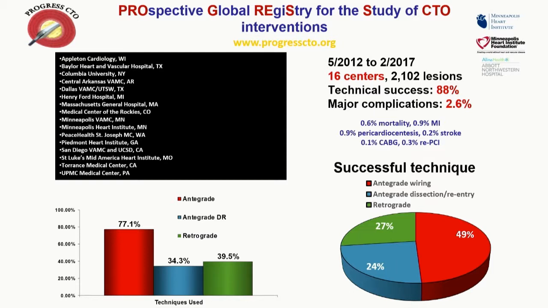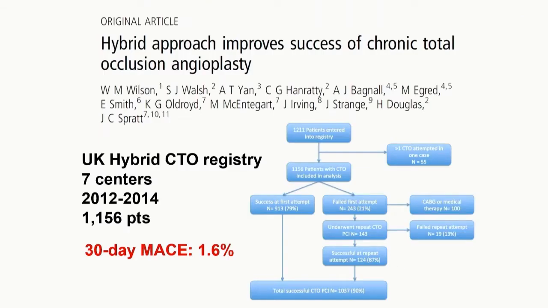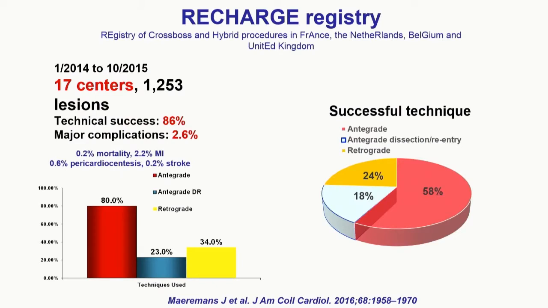So use all techniques. At the very end, looking back 5 years from the time we started up to now, we have an 88% success rate, which for coronary is pretty good, a 2.6% complication rate, and then half our wires, a quarter each, are ADR and retrograde. The same results came from the UK hybrid registry: very similar, 90% success, and the same strategies.